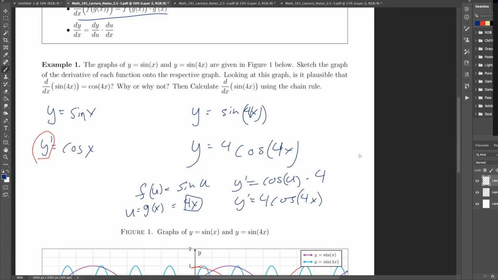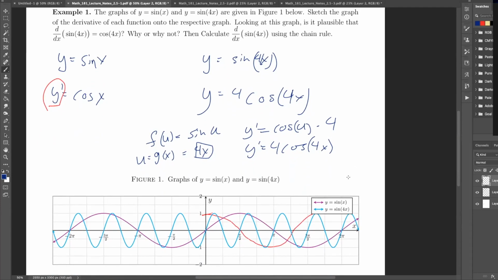Sure. You don't need to put anything on the graph for the notes, but there you go.